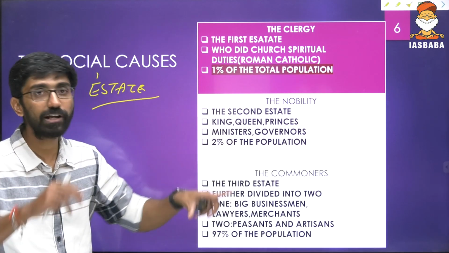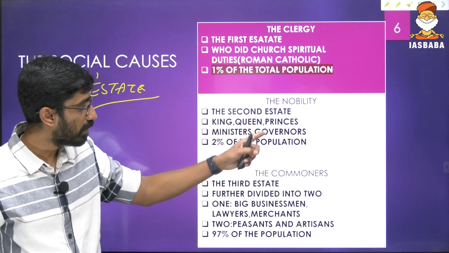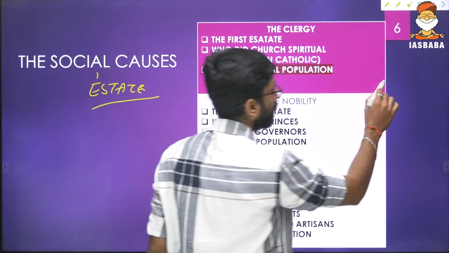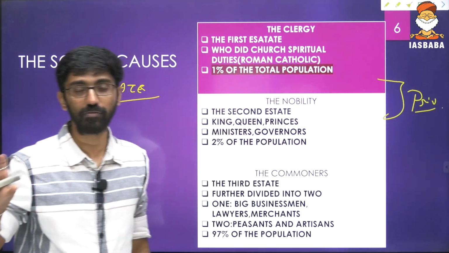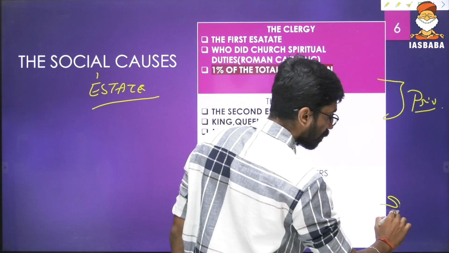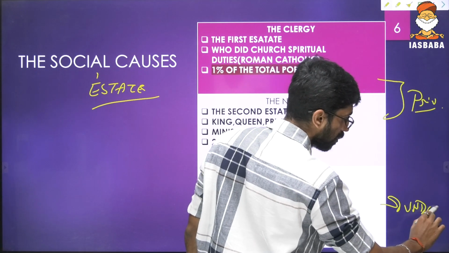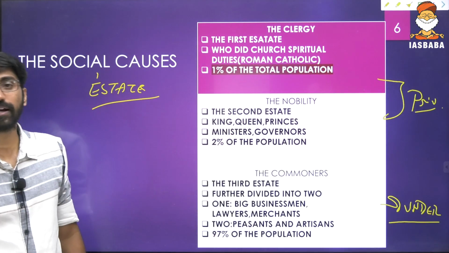So French society was divided into the clergy, the nobility, and the commoners. And these two together, they are called as the privileged class, because they had some privileges. I will come to what those privileges are. And these are, we can say, underprivileged classes. Okay, underprivileged. So this kind of division was there.